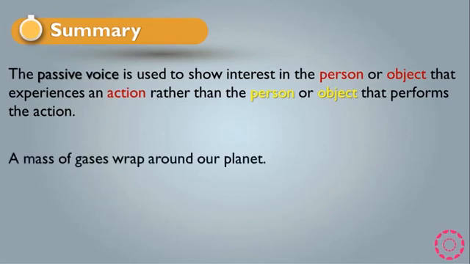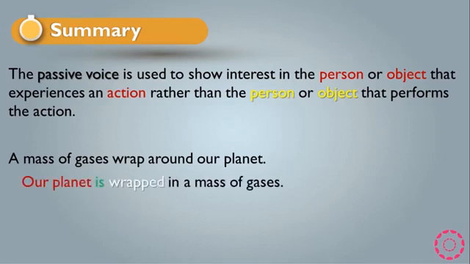For example, a mass of gases wraps around our planet. If you change to the passive, it becomes: our planet is wrapped in a mass of gases. This is the present simple from active to passive. This is all about how you are going to change an active sentence to the passive in all the sentences.